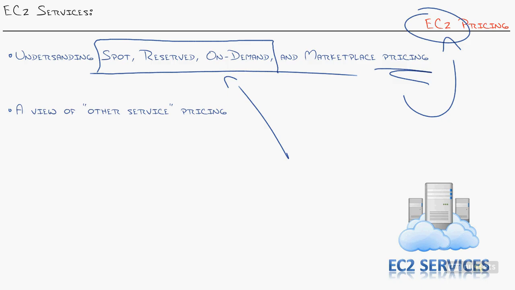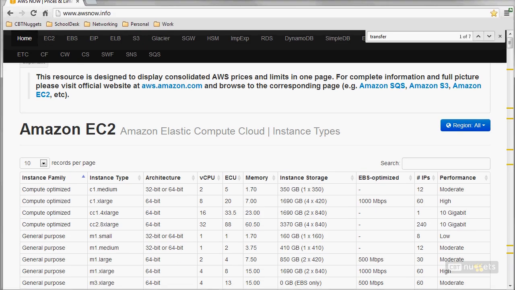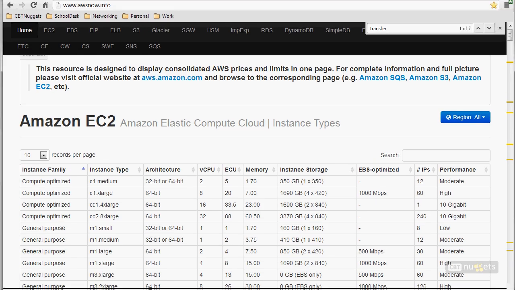All right, last thing. I know you're like, my brain is fried on pricing, but I just want to give you a flyby view of other service pricing, because what we talked about right there is the cost to run a server in the cloud. Now let me quantify and say literally run a server in a cloud. Not talking about storing a server in the cloud or communicating to that server in the cloud. So let me give you a view of that other service pricing, and I will tell you this is where that awsnow.info website just shines. It puts it all in one place.